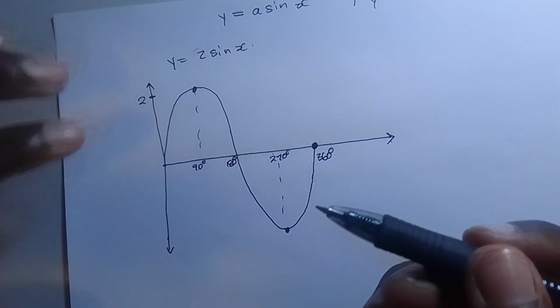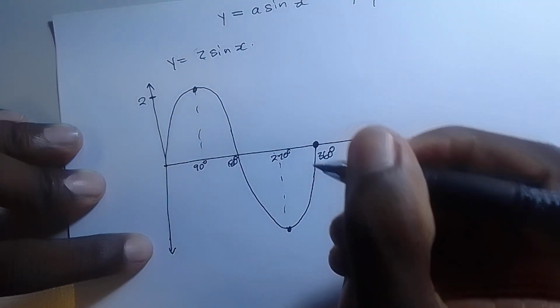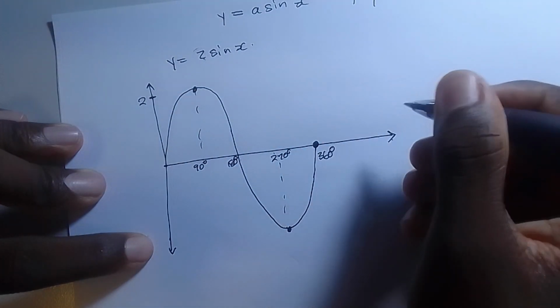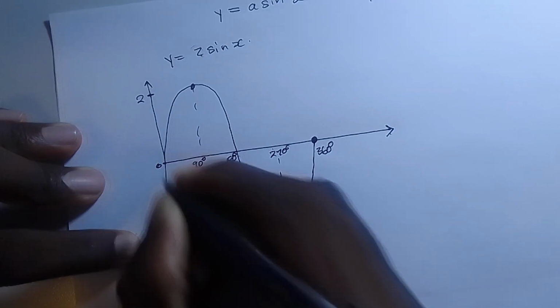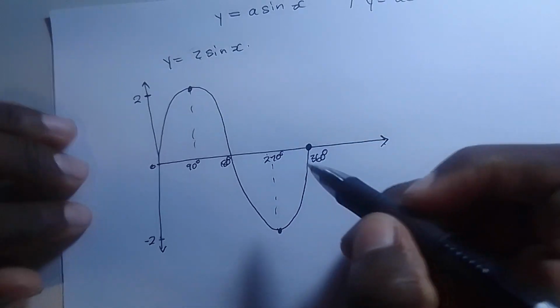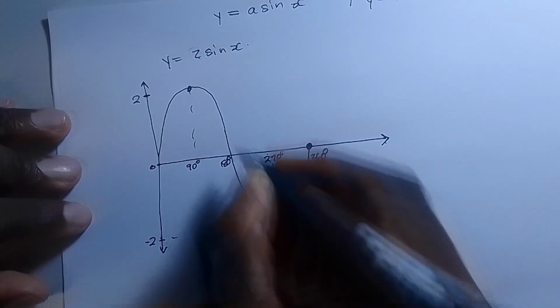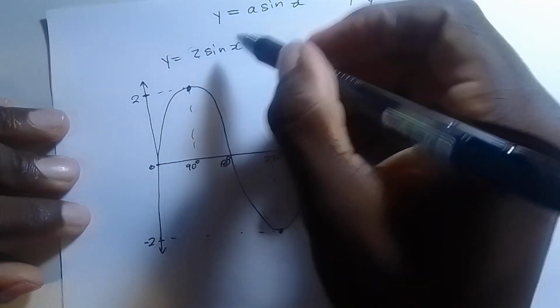The minimum for the mother graph was minus 1, but now it's multiplied by 2. So minus 1 multiplied by 2 is going to give us negative 2. And that's going to be your new graph. This is how it's going to look.